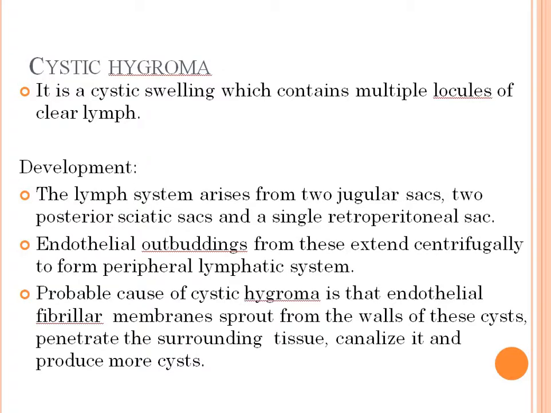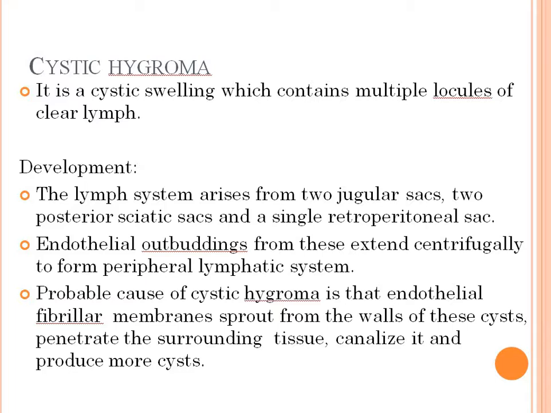Now comes the cystic hygroma. It is a cystic swelling which contains multiple locules of clear lymph. Development of the lymph system arises from two jugular sacs, two posterior sciatic sacs, and the single retroperitoneal sac. Endothelial outbudding from these extends centrifugally to form the peripheral lymphatic system.